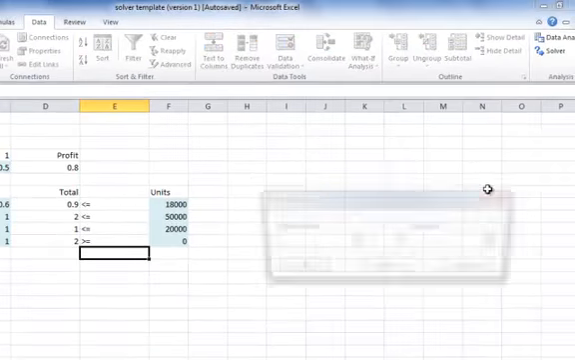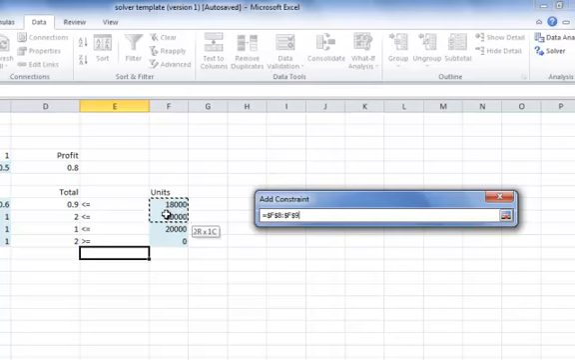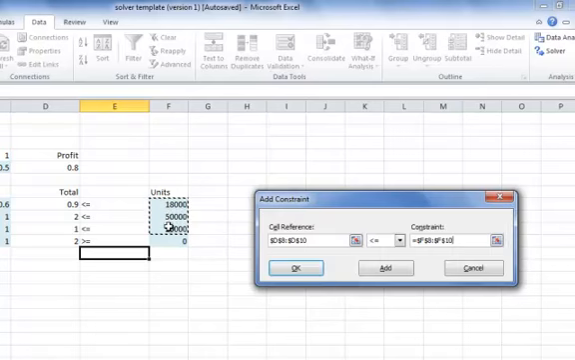Let's add our constraints, our cell references. This first one, and again, we have 3 cells that are less than or equal to, so we can do all those together. So I'm going to highlight these 3 cells. We want it to be less than or equal to, and our constraint is these 3 cells. And then we add.